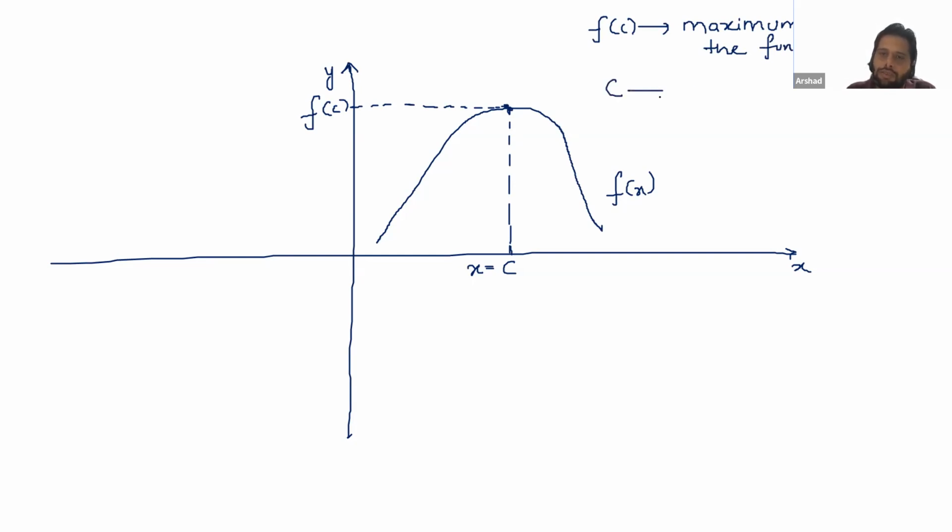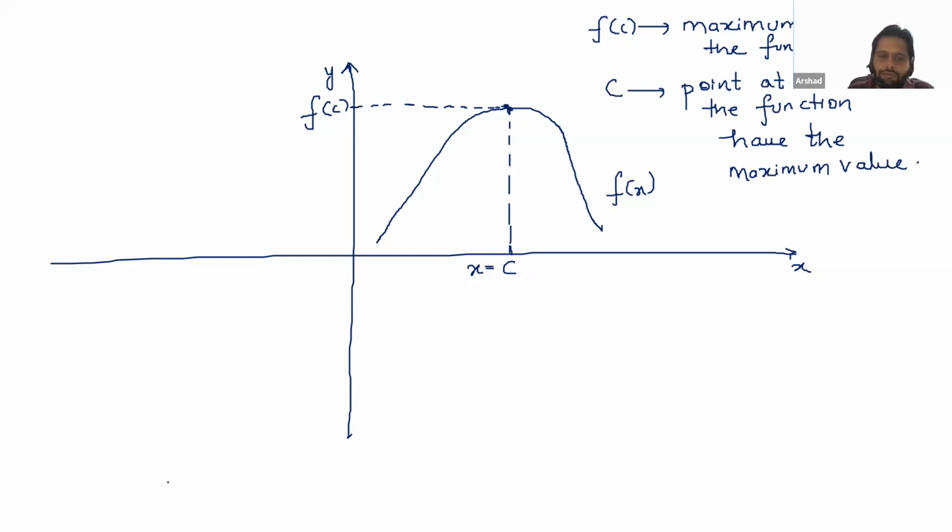And the point at which the function has the maximum value is x equal to C. I hope this is now clear to everyone from the graph. If you analyze this graph, you can see that at this point x equal to C, the function has the maximum value. The maximum value of the function is f(c), and x equal to C is the point at which the function has the maximum value.